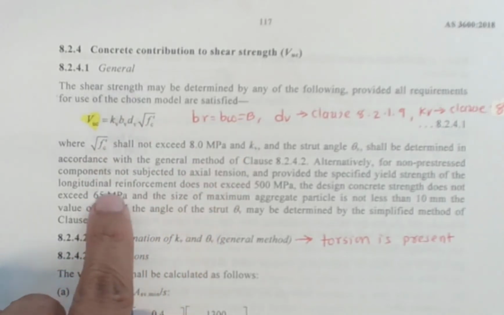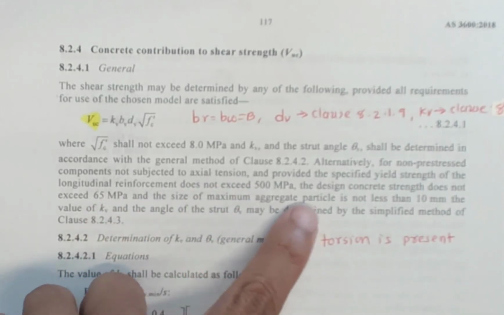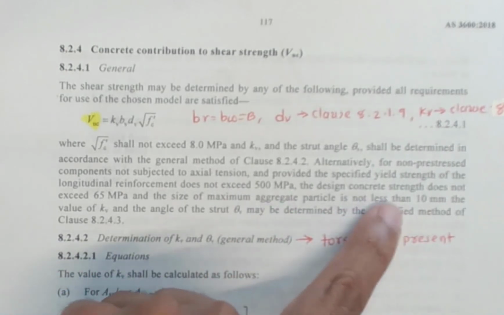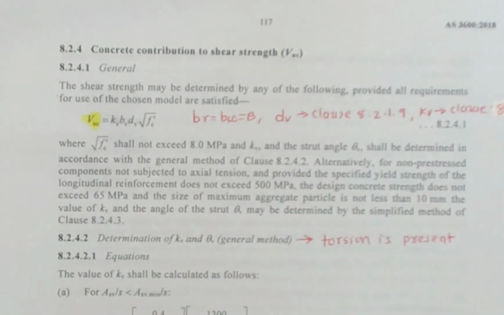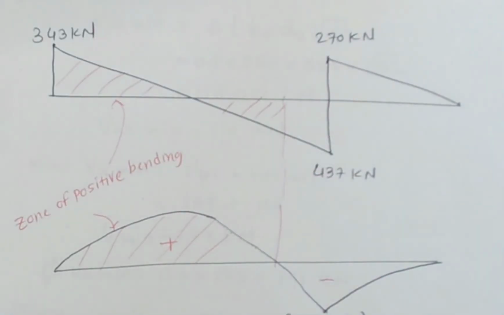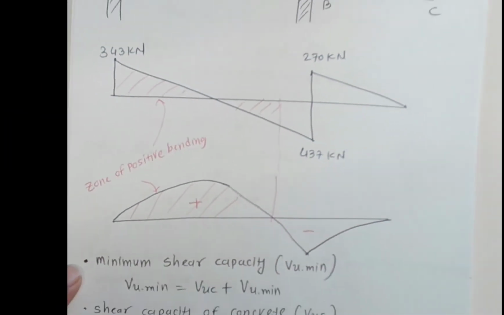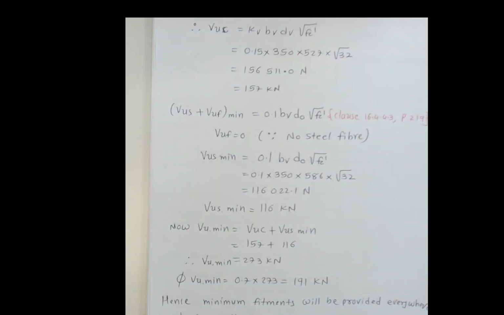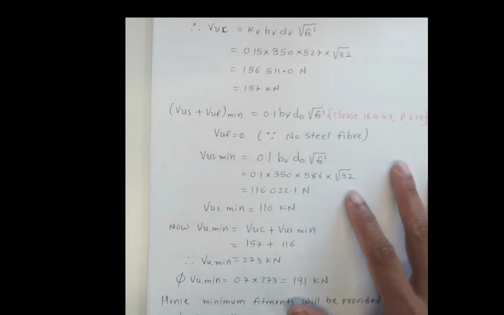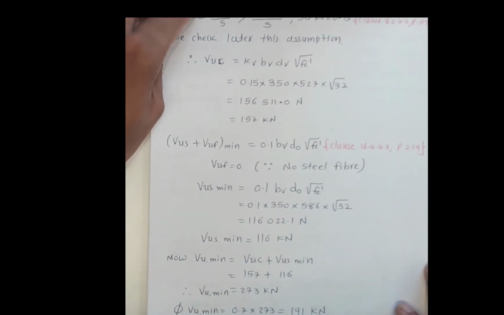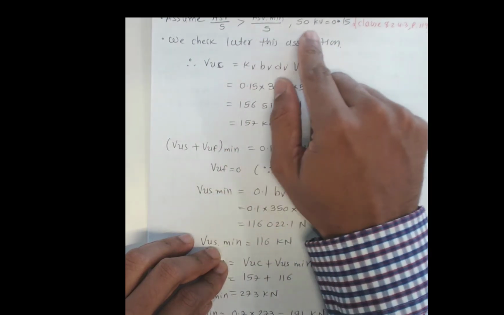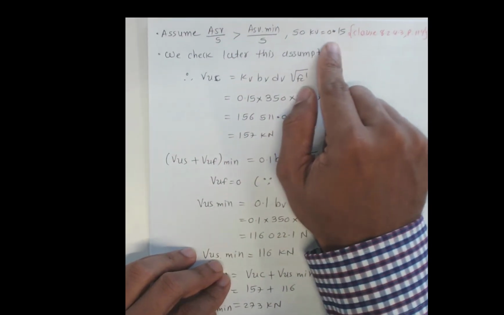It is about the concrete strength, which should not be more than 65 megapascals, the fitment strength being 500 megapascals, and the aggregate particle size should not be less than 10 millimeters. So there are three conditions. We don't have these conditions in this example, so we can use these equations. Now there are a few parameters that we need to calculate. Assume that Asv is greater than Asv minimum, so we can calculate kv. We need to assume this one.